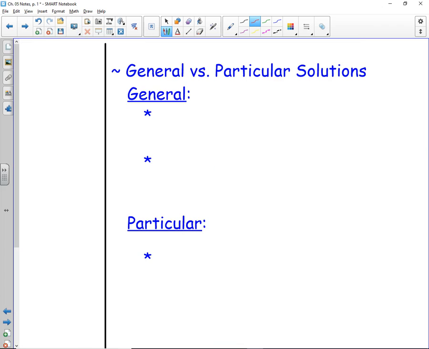Real quick, general versus particular solution. The general solution for a differential equation is going to have the constant of integration still unknown. So the c is still in there.